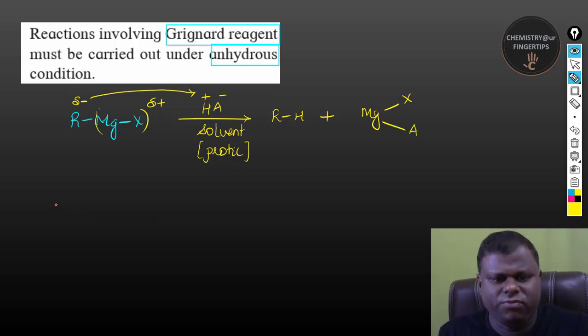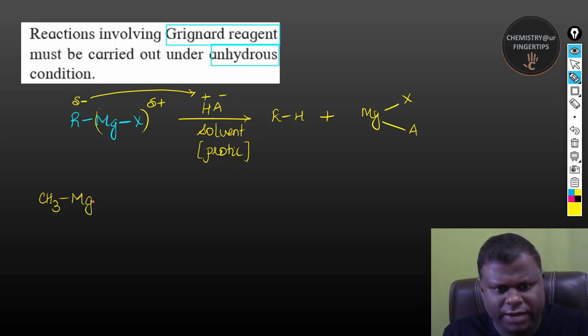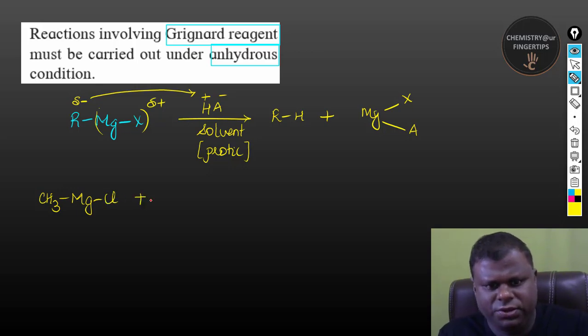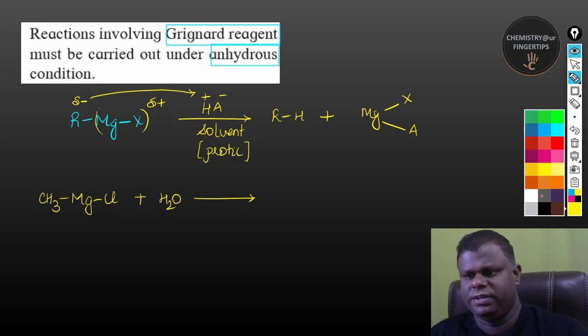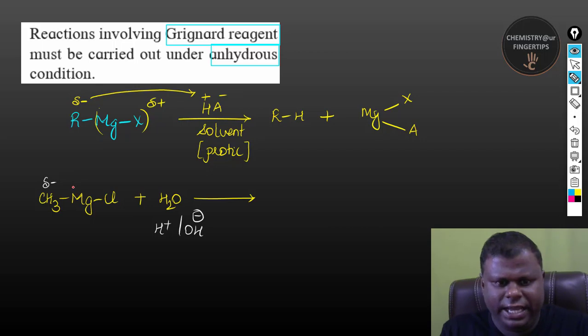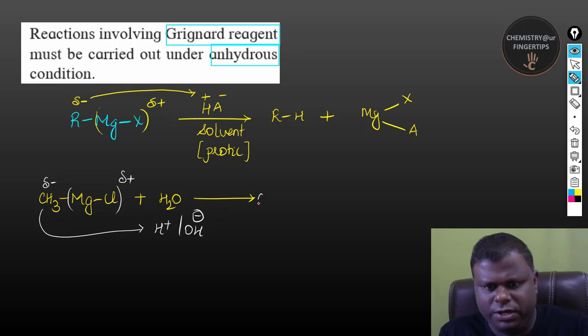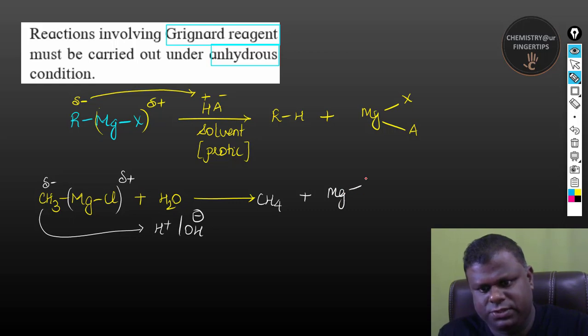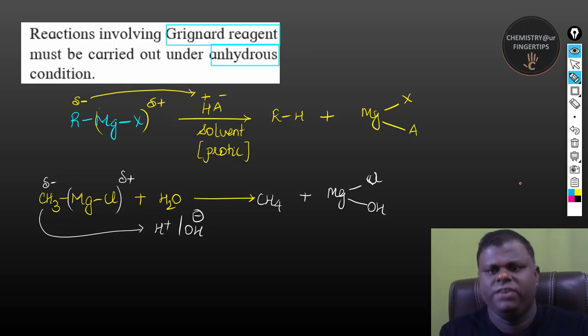So what happens in the case of water? Let's use an example in this case. Let's say you have methyl magnesium chloride. Now this on treatment, let's say if the medium is hydrated, what happens over here? It's very simple. You can write water as H plus and OH minus, right? So this is delta negative and this entire thing is basically delta positive. So this CH3 is going to abstract a proton, as a result of which you will be getting CH4 plus Mg, and there is going to be a Cl over here and an OH over here. Very simple, right?